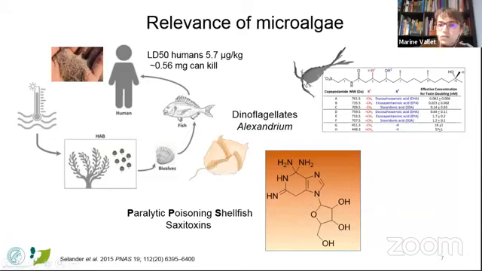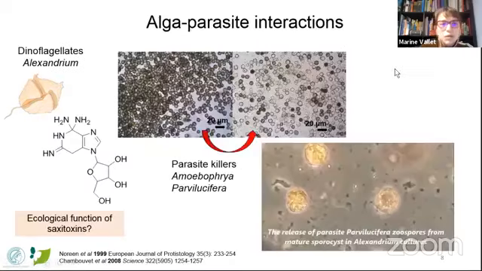Besides that, the grazers, which are eating dinoflagellates, can actually induce the production of these saxitoxins. This is quite interesting. So this is a type of chemical interaction. And on another hand, dinoflagellates are not only preyed upon by grazers, but also by microbes such as parasite killers, some little eukaryotes or protists, which can completely decimate populations.